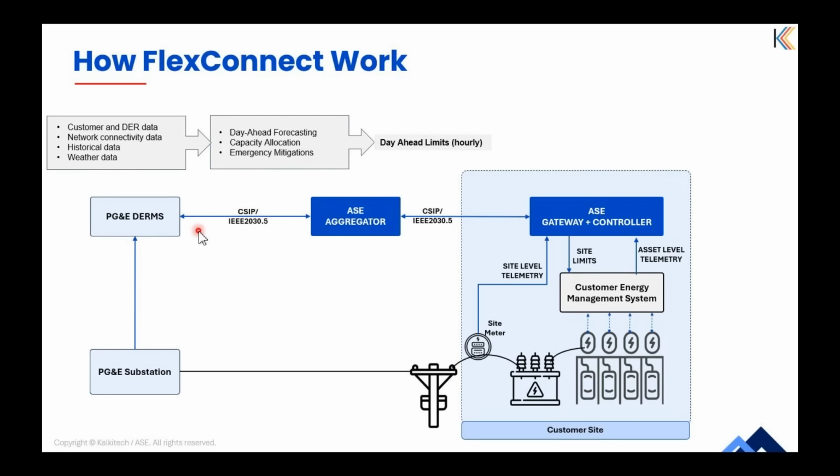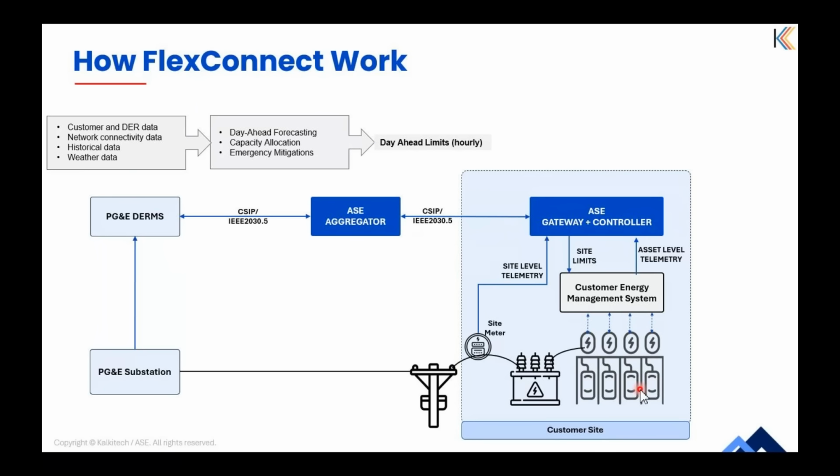These limits are then securely communicated from PG&E's central DERMS platform to the ASC aggregator, and the ASC aggregator acts as a secure approved intermediary, managing communications for potentially many FlexConnect participation sites. Next, the ASC aggregator relays the specific instructions and hourly limits for this particular customer's site to the ASC gateway and controller, which is installed on site at the customer facility.